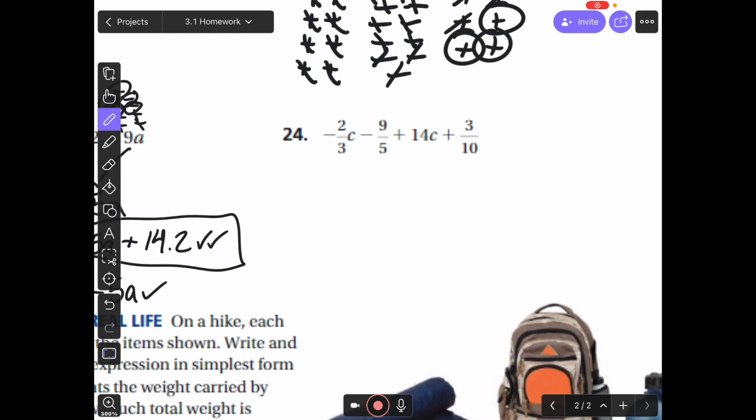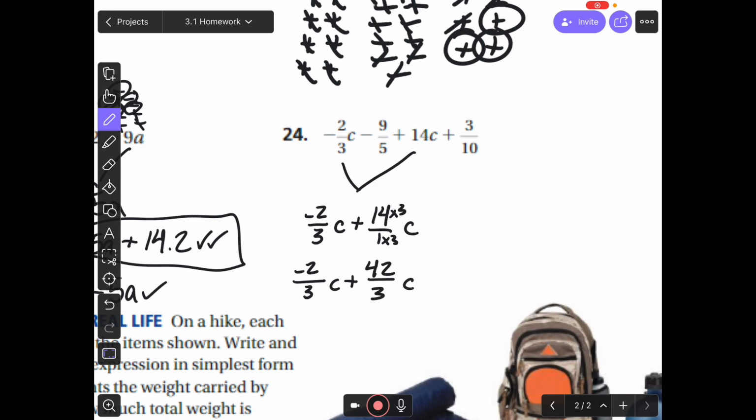For 24, again, we have to make sure we're only combining those that are like. This time, I have my c's here. Negative 2 over 3c plus 14, and I'm going to put it over 1 right away because now you can see we are going to need a common denominator. If I multiply both of these by 3, I get negative 2 thirds c plus, this would end up being 42 over 3c.